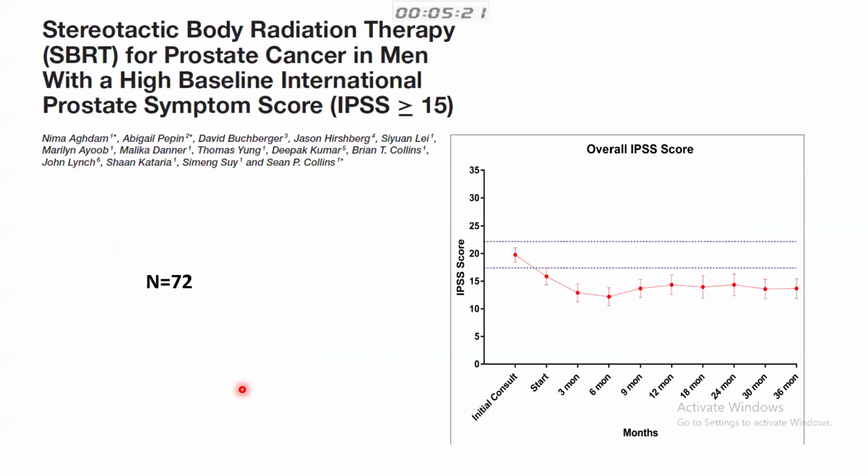Similarly, in this study by Agham et al., which also included 72 patients, we can see that the overall IPSS score in all the patients gradually decreased, and there was gradual improvement in the IPSS score of these patients after SBRT as well.